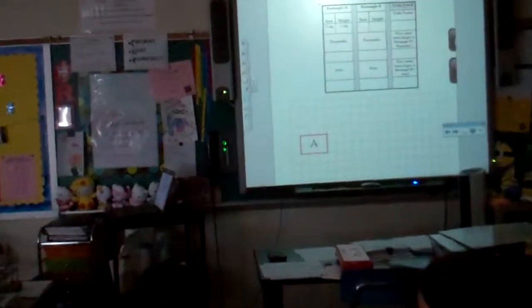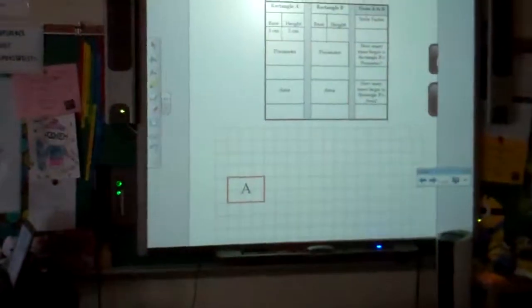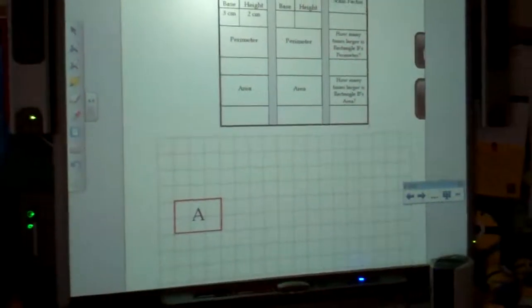Okay? And I love how this group is ready right here. Everyone is sitting up straight with their chairs pushed all the way in. Their hands are folded. Nothing is in their hands.